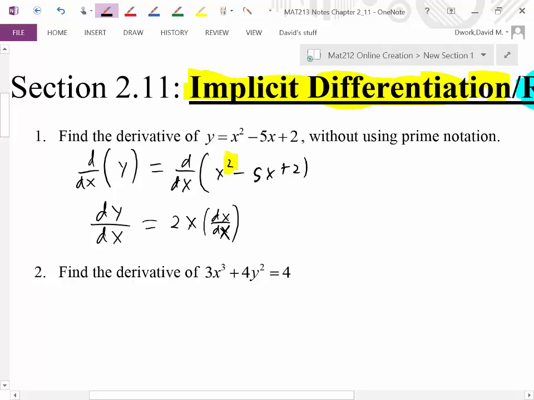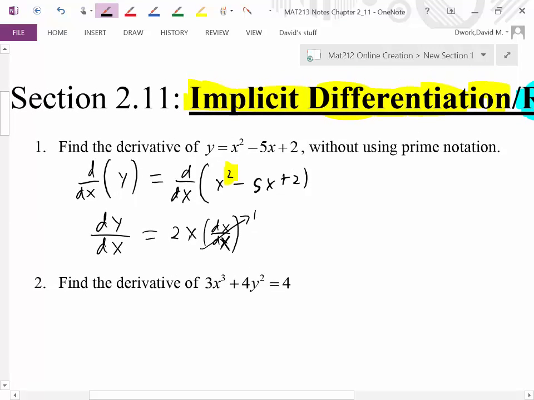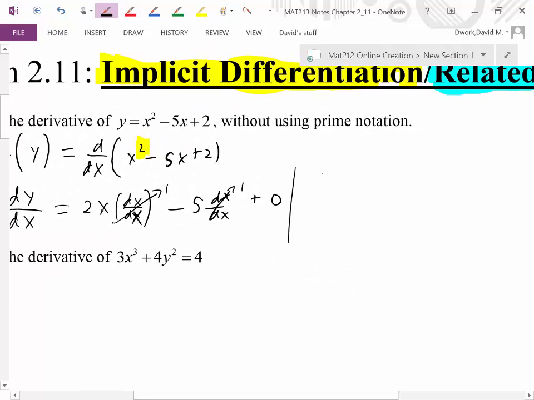And the reason we've never written this is because what's dx divided by dx? Well, that's 1. So therefore, we leave that alone. The derivative of x is 1, so we would just write a 1. So anyway, now we can continue. The derivative of 5x would be 5 dx dx again, so that's just 1. And then the derivative of 2 is 0. So therefore, what we're seeing here is dy dx equals 2x minus 5.